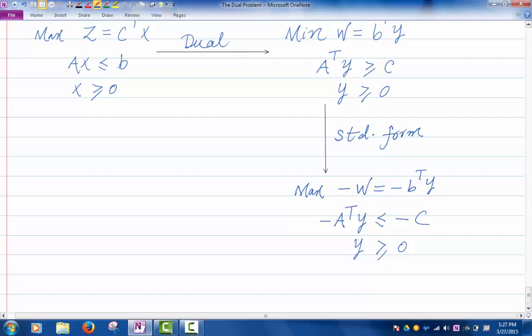Now, one thing you have to keep in mind here is that suppose the optimal value of the third problem is negative 10. If negative 10 is the optimal value of the third problem, then what's the optimal value of the dual problem? It'll be positive 10, right? They are negative of each other. So if the optimal value here is negative 10, then the optimal value here would be positive 10.